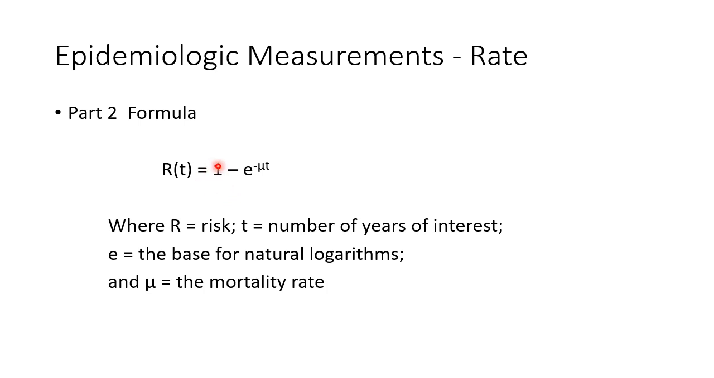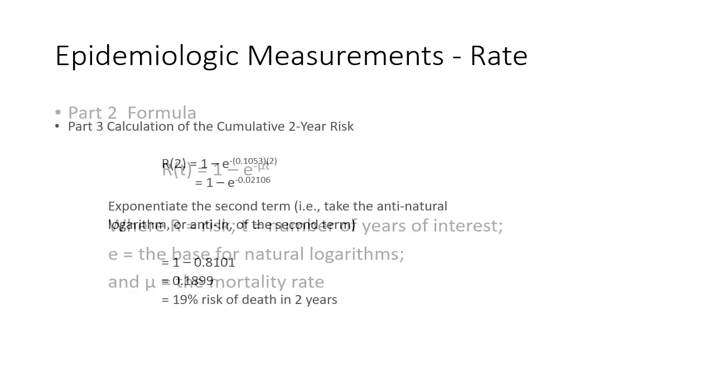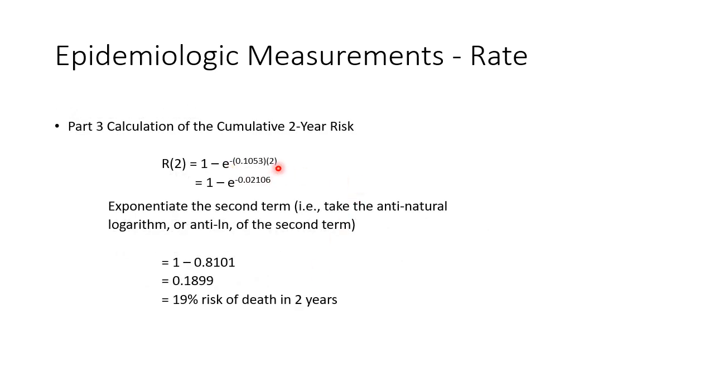Basically, R is the risk, which in this case we said was what? 10%, right? 10% per year. And then T is the total number of years that you're actually looking at. And then e is the base of natural logarithms. Again, you can use your calculator for this. And then this mu here is the mortality rate, which we calculated before, that 0.1053. So when you actually calculate it out, you can put in however many years you want to look at and see what that total cumulative risk is going to be.